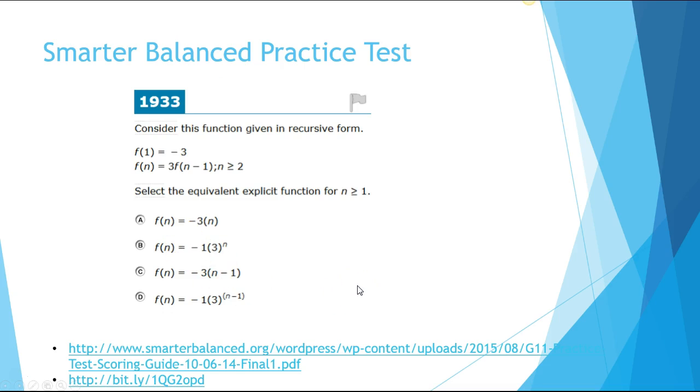And one last one, from the Smarter Balanced Practice Test, where we need to take a recursive form where f of 1 equals -3, and then f of n equals 3 times f of n minus 1, so 3 times the function of the one before, where n is greater than or equal to 2. A lot of students have a lot of trouble with this. This is something we hit pretty heavy on in our Algebra 1 course through Algebra 1 teachers. So this gives us quite a variety of examples that we're going to need to look at.